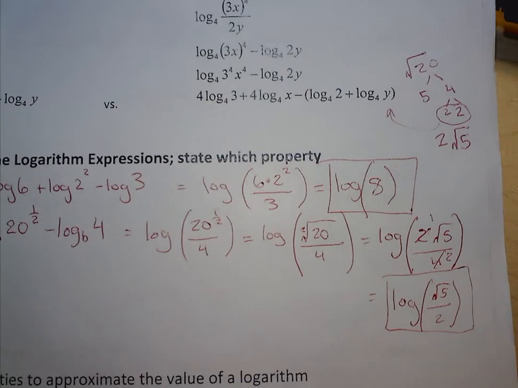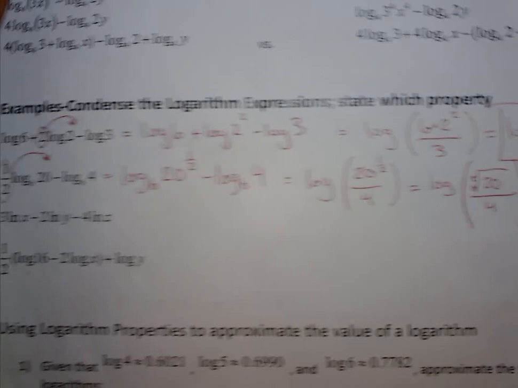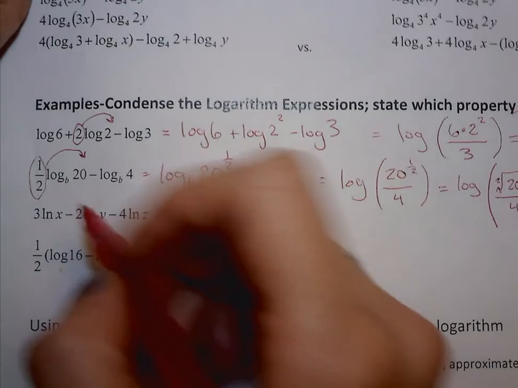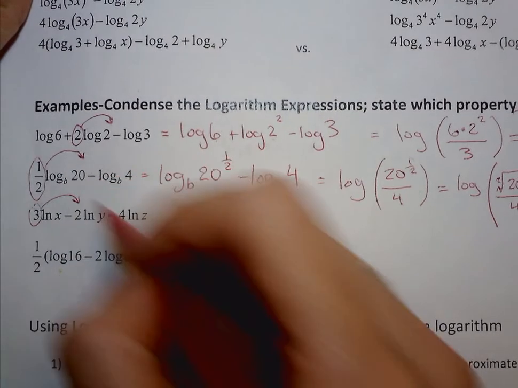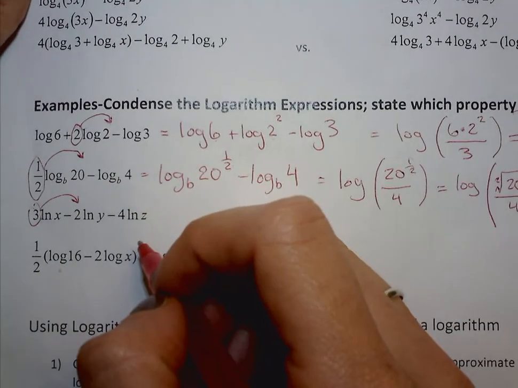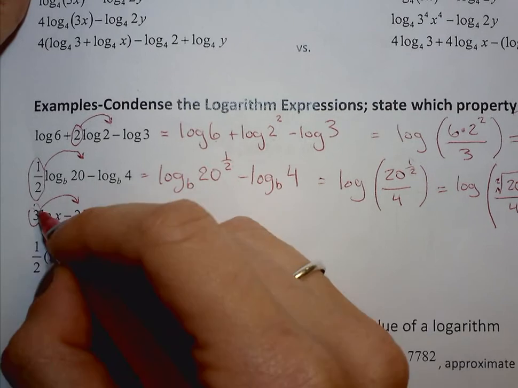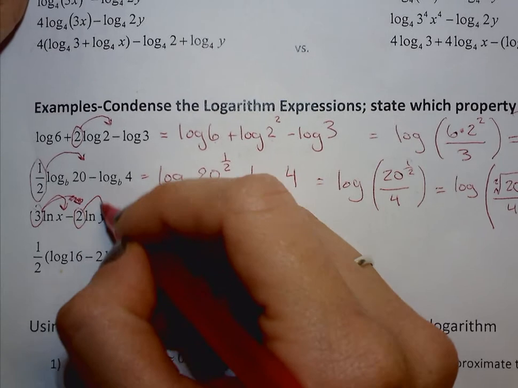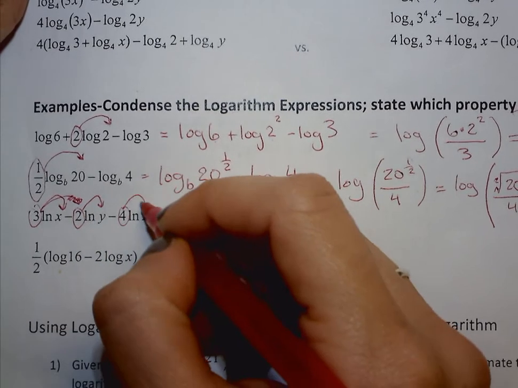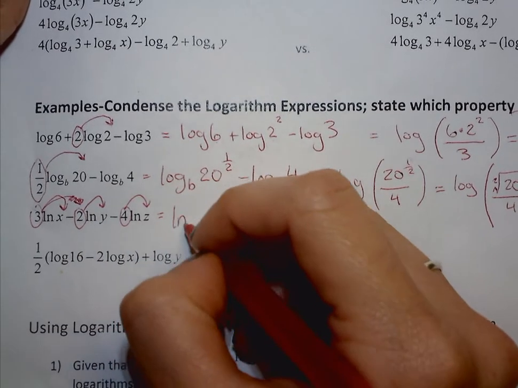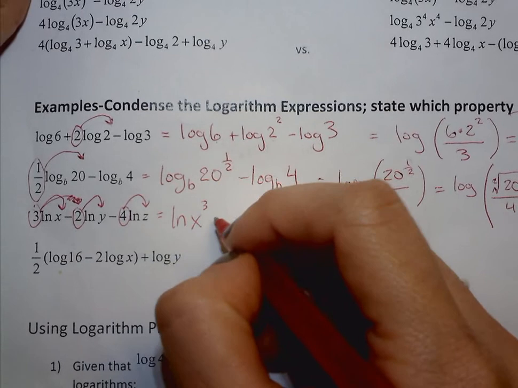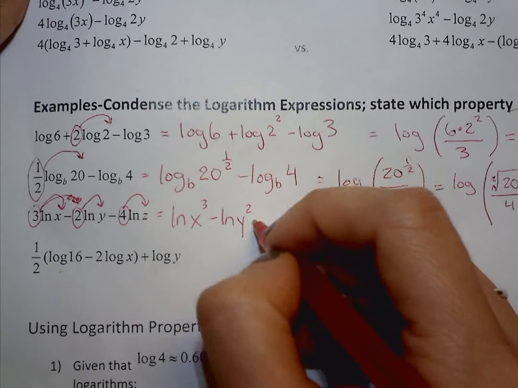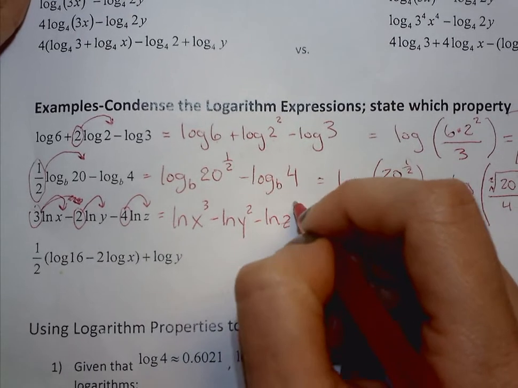Alright, let's go to the next example. Natural logs are the same steps as logs. So any number in front goes to an exponent. Oops, that should have been to the x there, my bad. This -2 goes to the y, the 4 goes to the z. So this is saying the natural log of x to the third minus the natural log of y squared minus the natural log of z to the fourth.